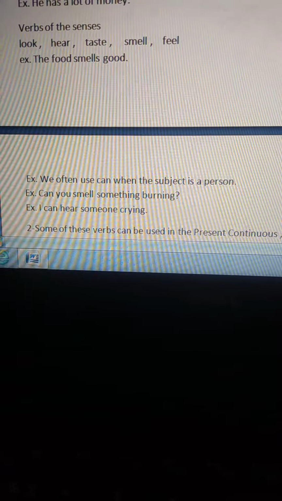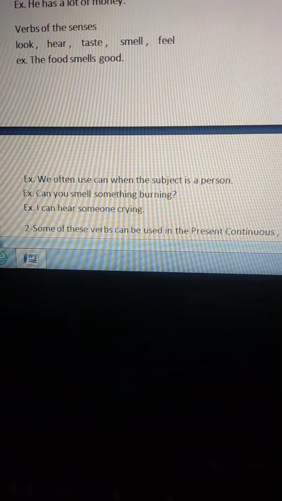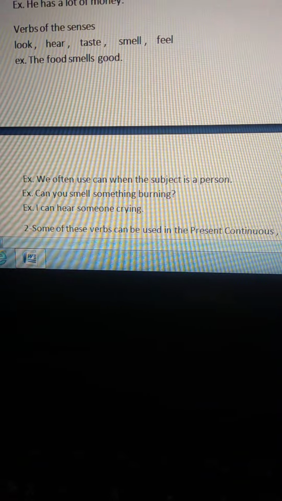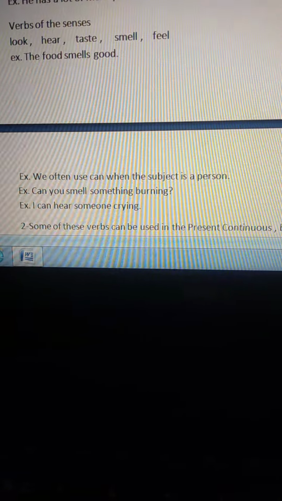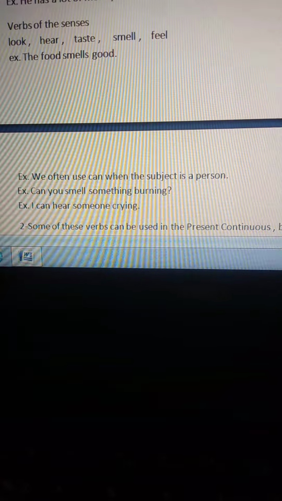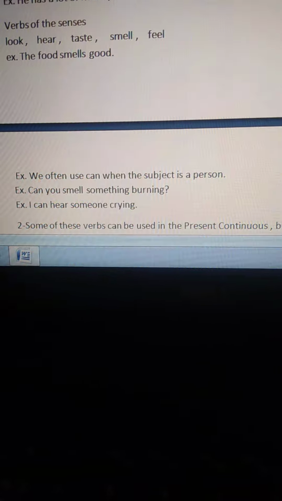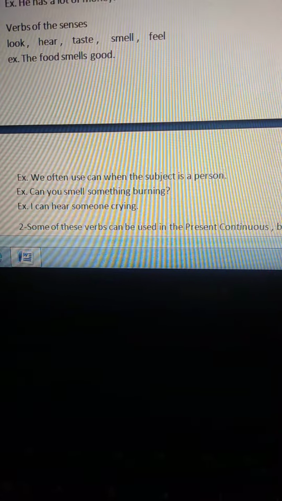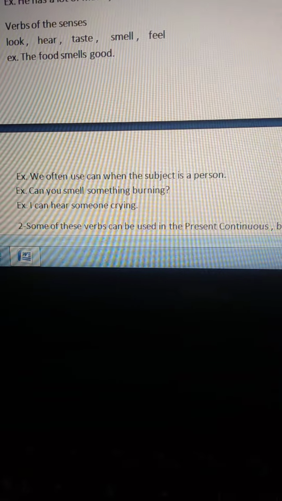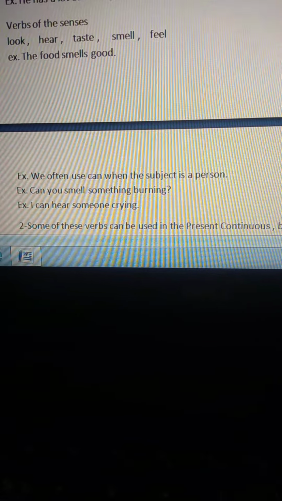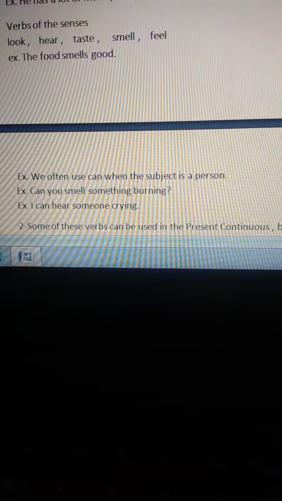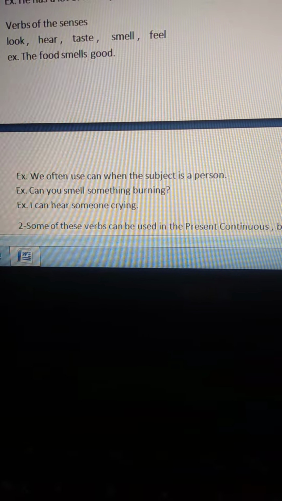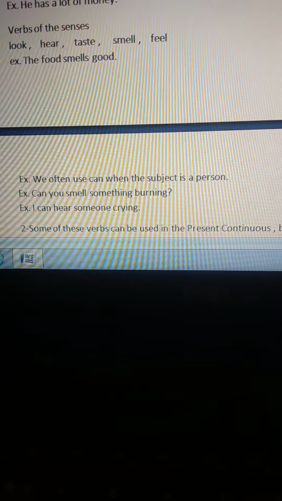Verbs of the senses. Example: look, hear, taste, smell, feel. Example: the food smells good.